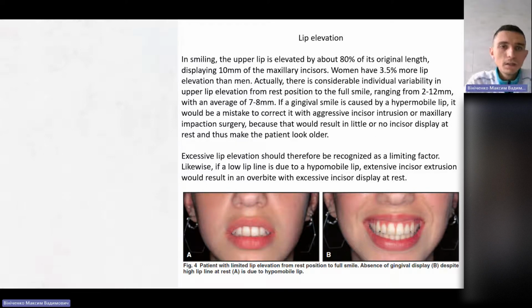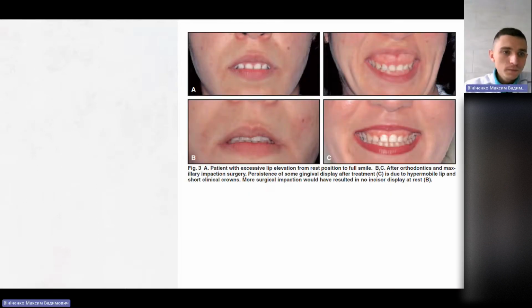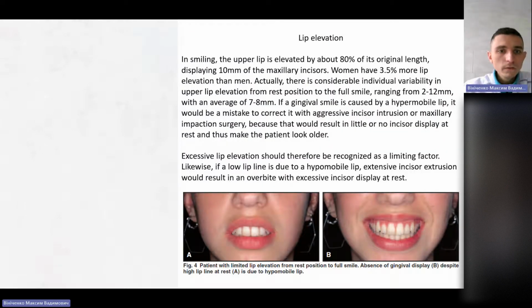Excessive lip elevation should therefore be recognized as a limiting factor. Likewise, if a low lip line is due to a hypermobile lip, excessive incisor extrusion will result in an overbite with excessive incisor display at rest. So in the picture you could see a patient with limited lip elevation from rest position to full smile. Absence of gingival display in picture B.